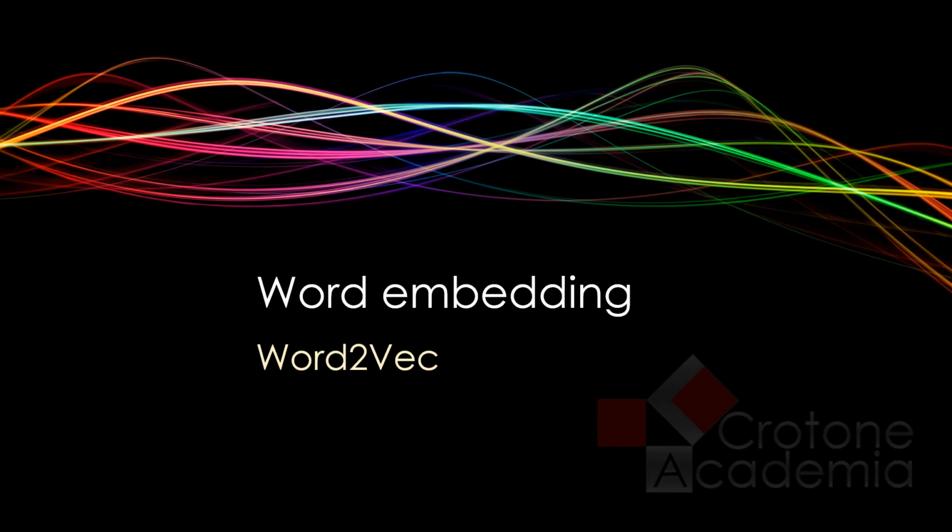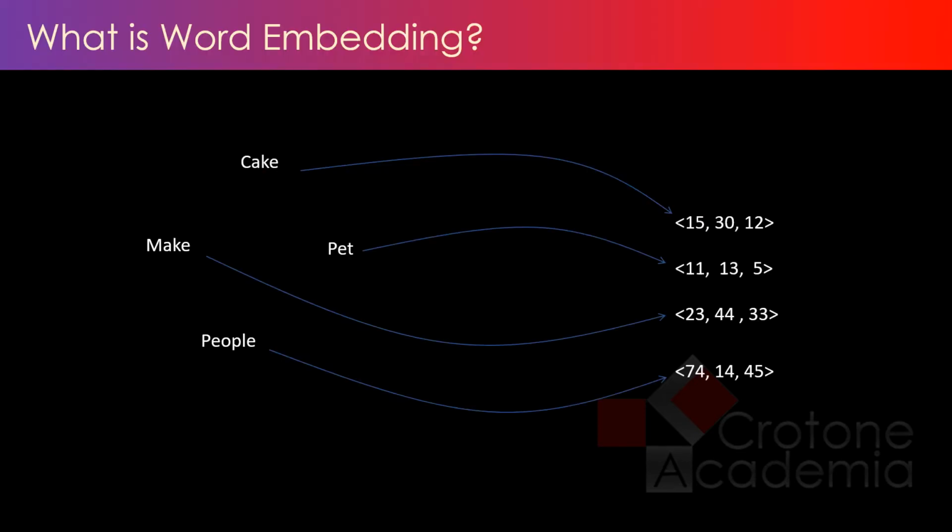In this lesson, we are going to discuss word embedding, specifically Word2Vec. Machines can't understand words like humans do, so we need to represent them in numerical terms. One way to do this is representing each word as a vector. This is called word embedding.